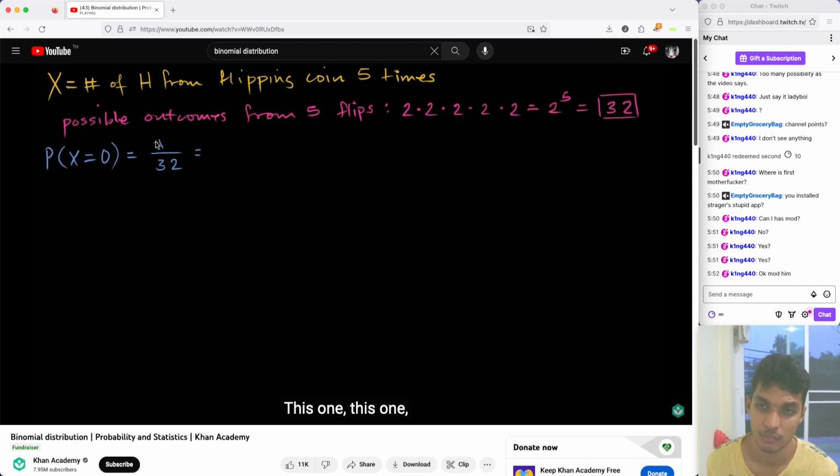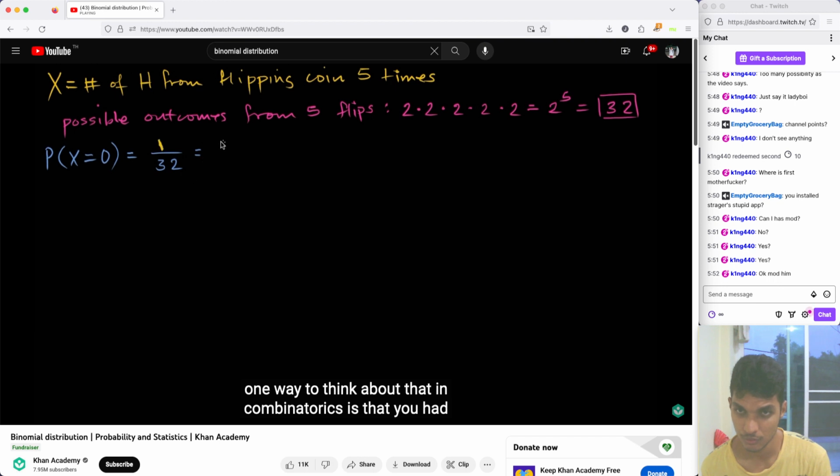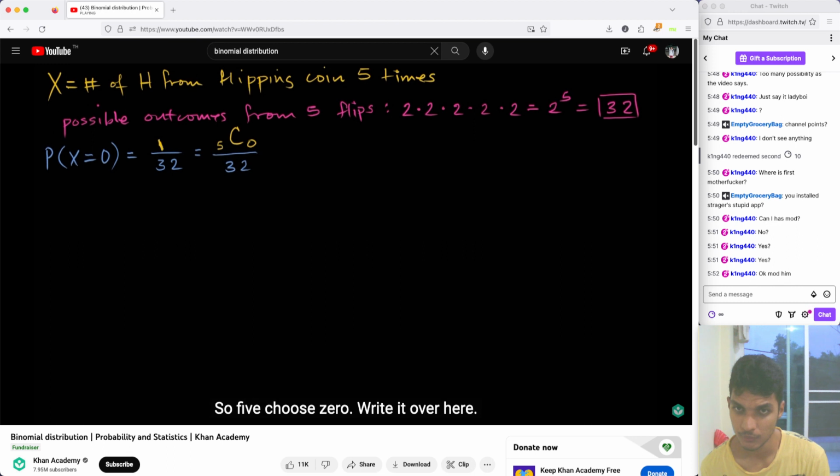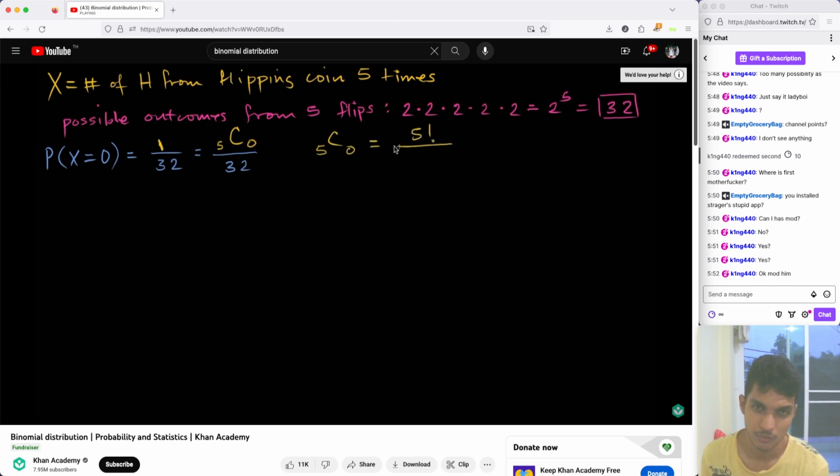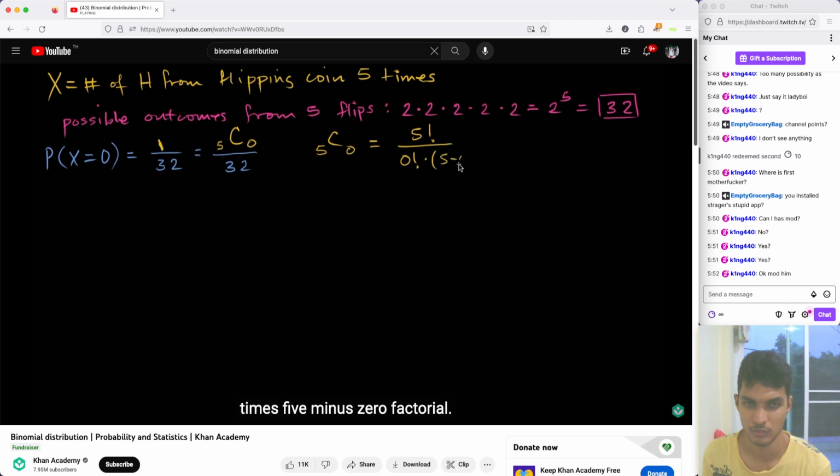So this one right over here. One way to think about that in combinatorics is that you had 5 flips and you're choosing 0 of them to be heads. And let's verify that 5 choose 0 is indeed 1. So 5 choose 0, let me write it right over here. 5 choose 0 is equal to 5 factorial over 5 minus 0 factorial times 0 factorial.